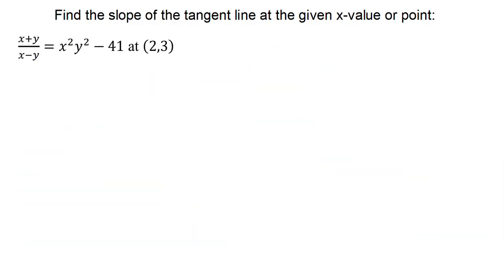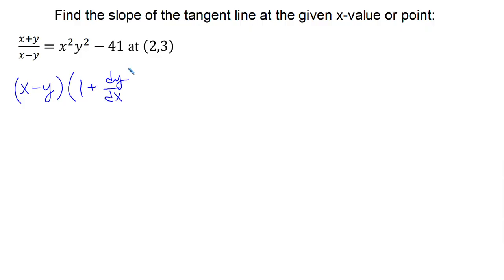All right, for our last one here, we've got to use the quotient rule first to find the derivative of (x + y)/(x - y). Then we'll use the product rule for the x squared y squared. So our quotient rule: v, the denominator, times the derivative of u, which is 1 plus dy/dx, if we're doing that with respect to x.